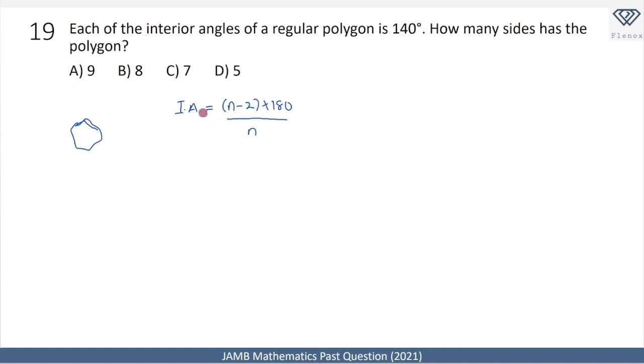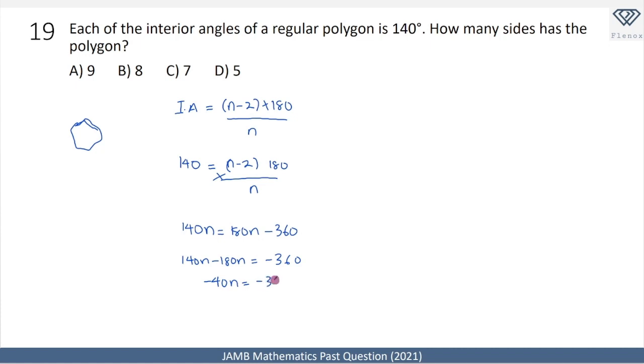So we know that the interior angle is given as 140 is equal to, then we have n minus 2 times 180 over n. Now we can cross multiply. So we have 140n is equal to, and we can expand this, n times 180 will be 180n minus 2 times 180 is 360. So if I collect like terms, I bring this over here, I have 140n minus 180n is equal to minus 360, and this resolves to minus 40n is equal to minus 360.